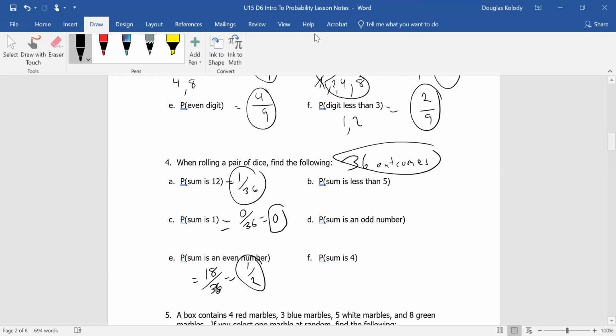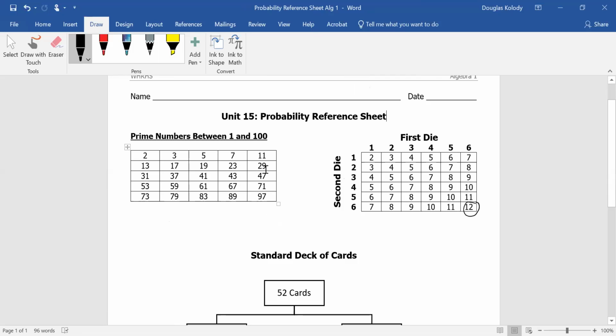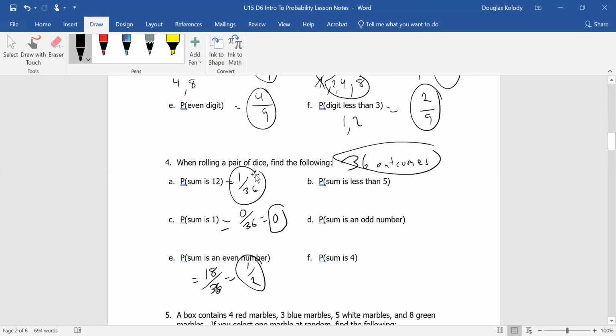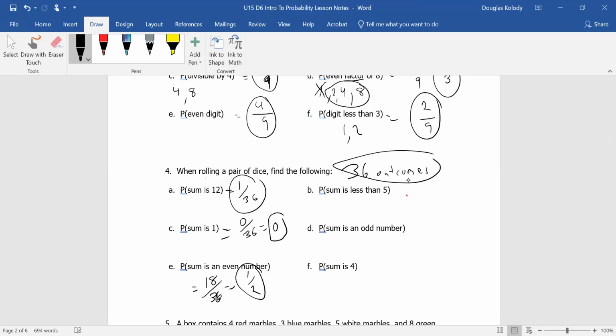The sum is less than 5. Let's go to that reference sheet. Here's the great thing about this right here. And by the way, you could also just keep it digital. Sum is less than 5. How many sums are less than 5? Aren't those the sums that are less than 5? So that's 1, 2, 3, 4, 5, 6 numbers that are less than 5. There are 6 numbers out of 36, which reduces to 1/6.